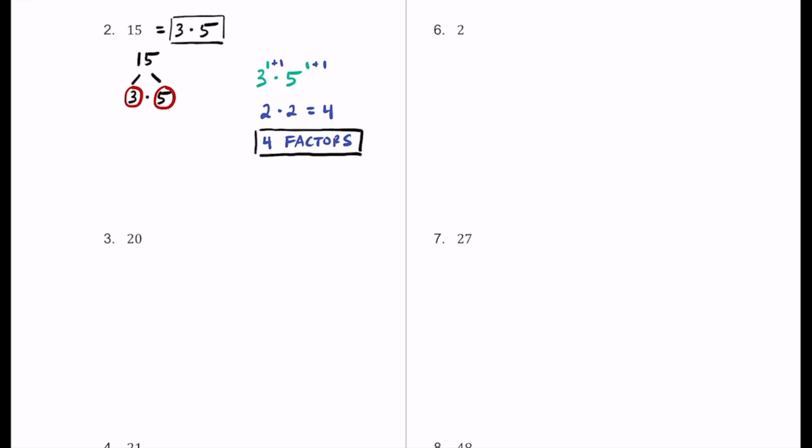Finally, if it has more than 2 factors, like this one does, and not an infinite number, then we know that 15 is going to be called a composite number. All right, so there we go. We answered all 3 parts, and we know a little bit more about the number 15.